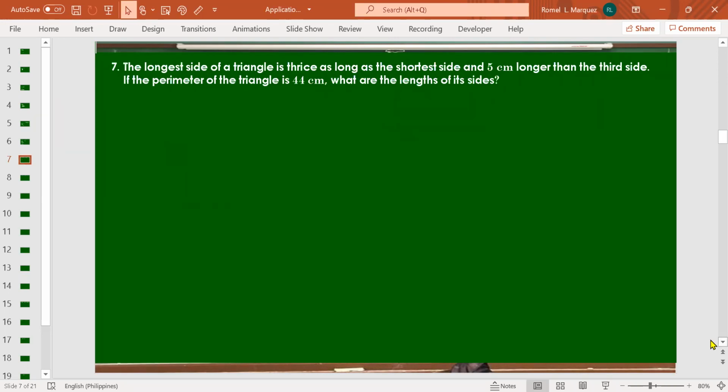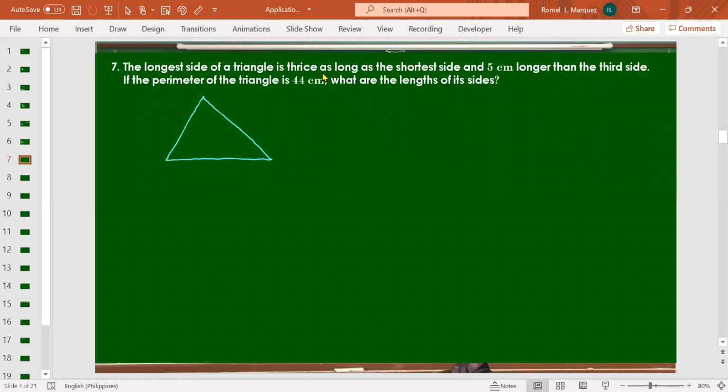Let's have another one. What about this? So this is about a triangle, no? But still perimeter. The longest side of a triangle is thrice as long as the shortest side and 5 centimeters longer than the third side. So let's draw a triangle, not drawn to scale. I'm not going to draw this according to the scale given. This is just to illustrate because we do not know the actual lengths. So that is our triangle.